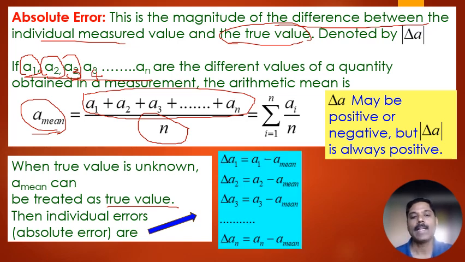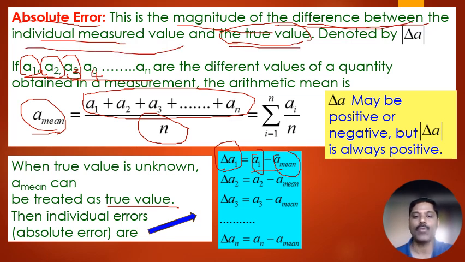And now let us realize the definition of absolute error in terms of the example. The absolute error of the first measured value is the difference between that measured value A1 and the average value of all the measured values, that is A mean. Now look into the definition I have given at the top of the slide again: magnitude of the difference between the individual measured value and the true value. So true value is A mean, measured value is A1, and A1 minus A mean is the absolute error.